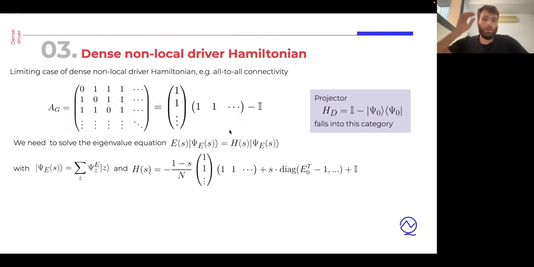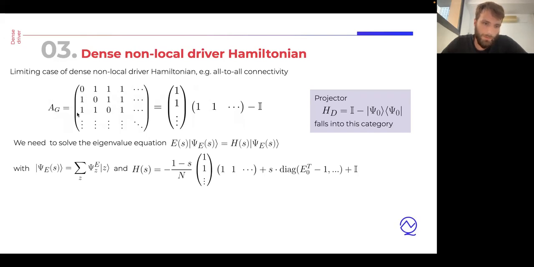So yeah, in the graphs that we discussed previously, all these graphs had very local structure to them. So now let's say, in the limiting case of having a very dense and highly connected driver Hamiltonian, what would we get? We're going to look at the most connected graph that you can think of, namely the all-to-all connected graph, which is also called the complete graph, which has an adjacency matrix that's given here, right?